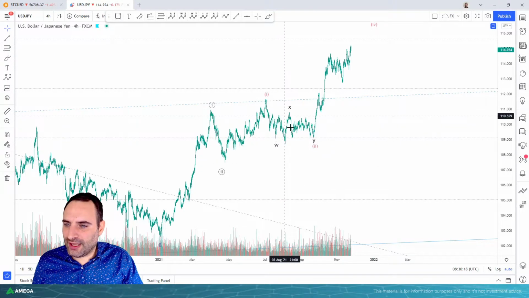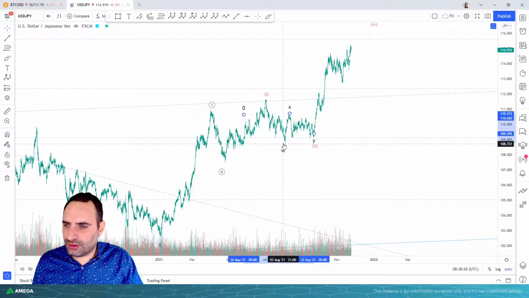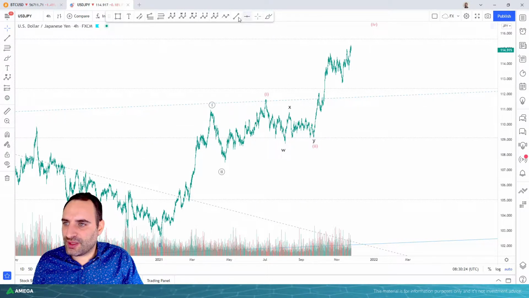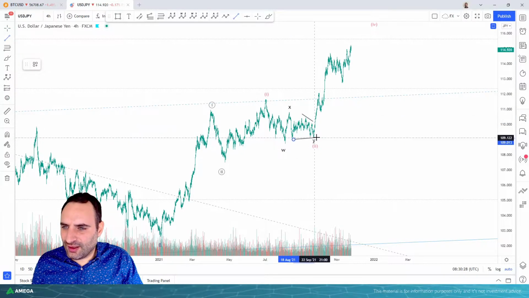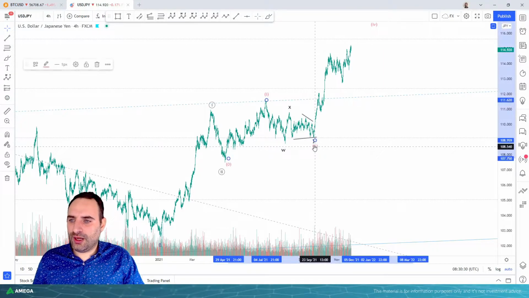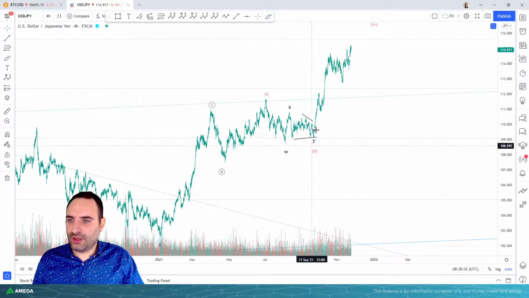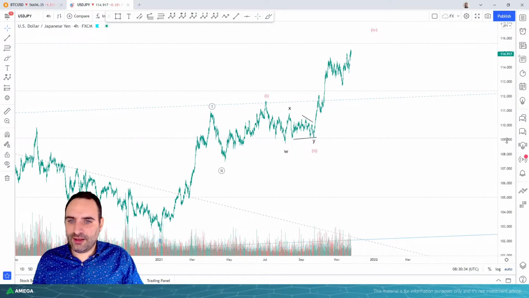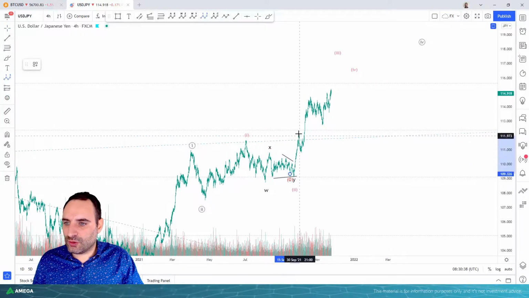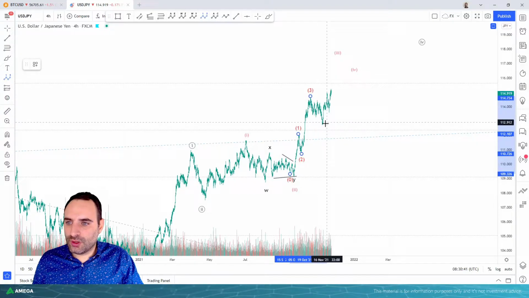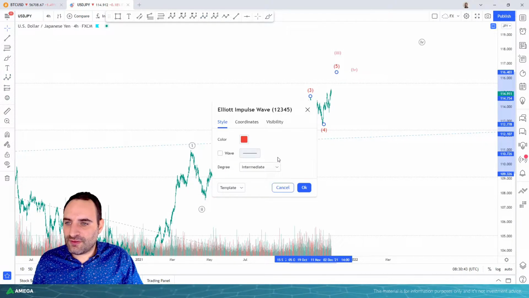So you got A, B, C, D, W, X, A, B, C, D, E. So this is a triangle, okay? And this is what it is. So we've got 1, 2, 3, 4, and there is more room for another leg up for wave 5. Okay, so 1, 2, 3, 4, and we want to see the fifth one coming in.